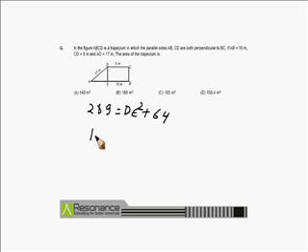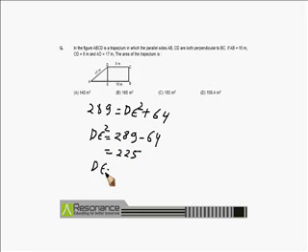So DE square is equal to 289 minus 64, which comes to be 225. So the length of DE is equal to the square root of 225, which comes to be 15 centimeter.